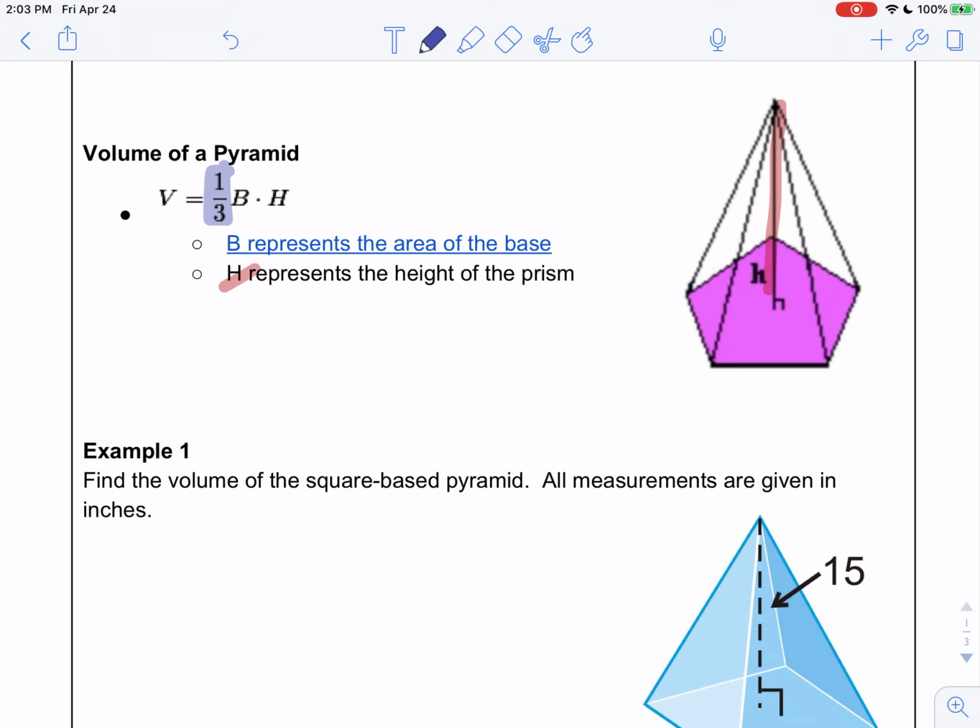As you are beginning, humor me. Please write out 1/3 big B times big H and then replace big B with the area formula for the base. You are less likely to leave something out.